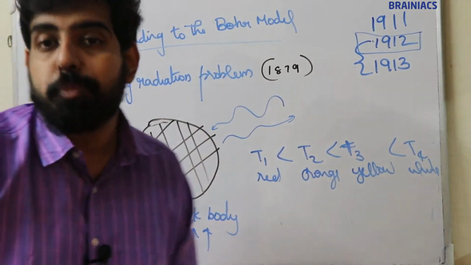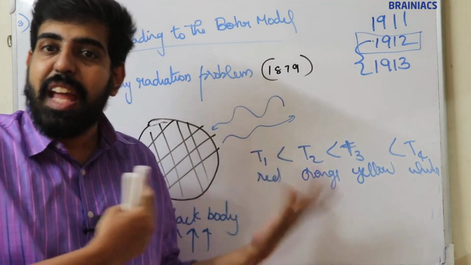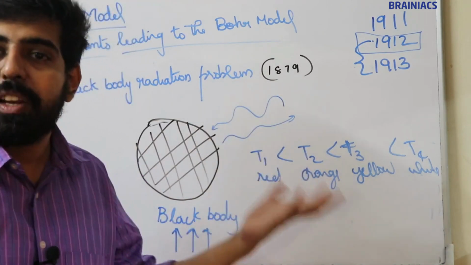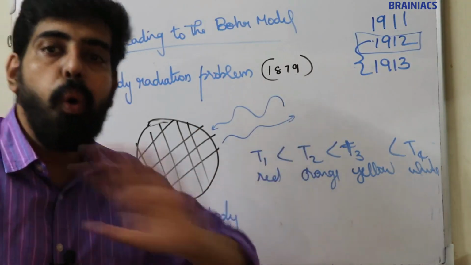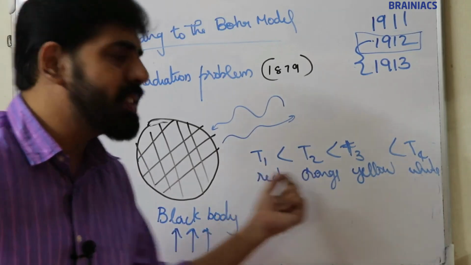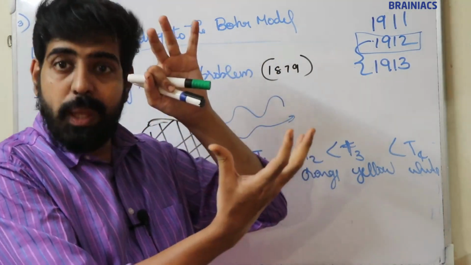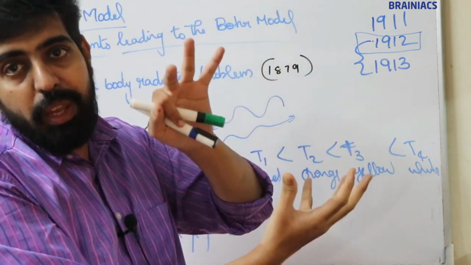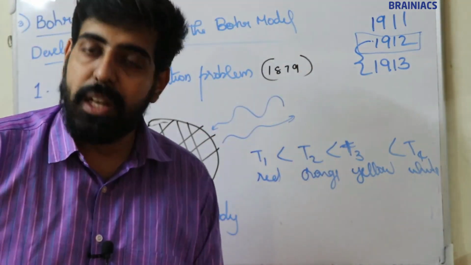This was not explained from 1879 onwards. The explanation for this phenomenon was not given by anyone. Nobody knew the reason for this color change. At the lower temperature, the black body has red color. With increase in temperature, it will emit orange, then yellow, then white color. This is the black body radiation problem.